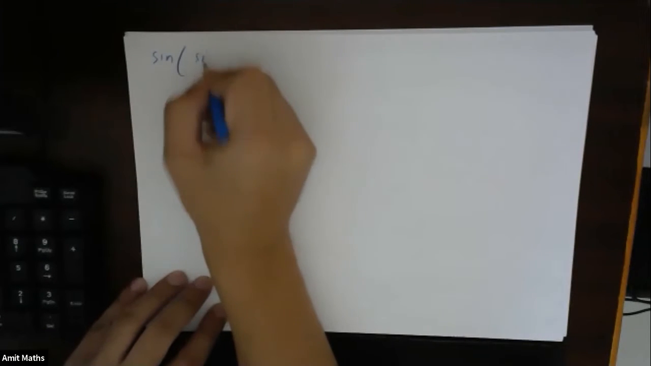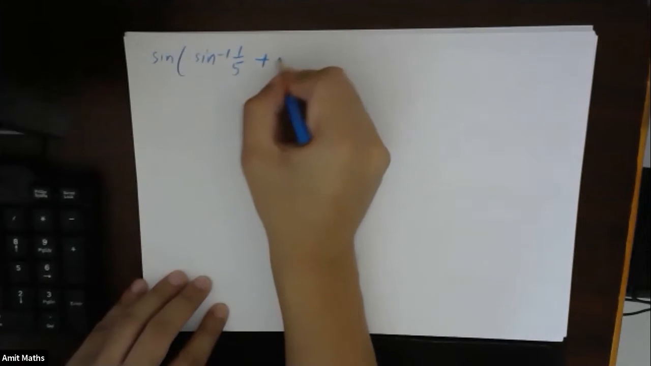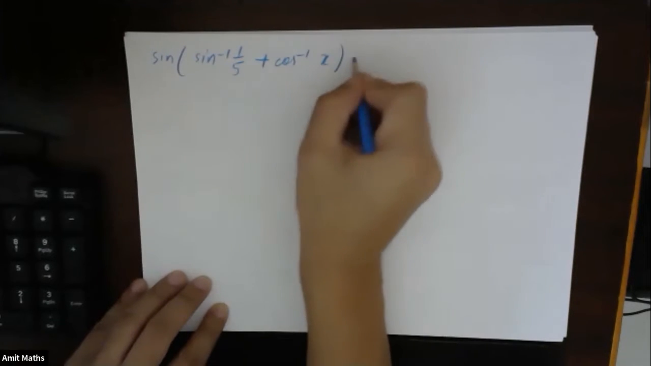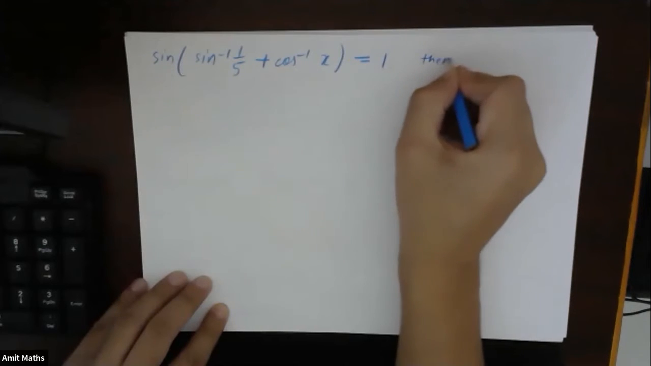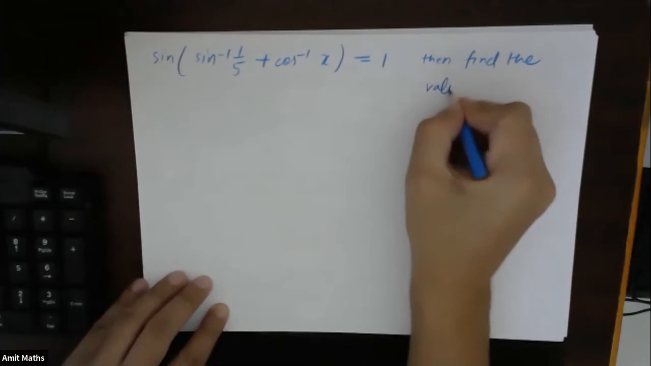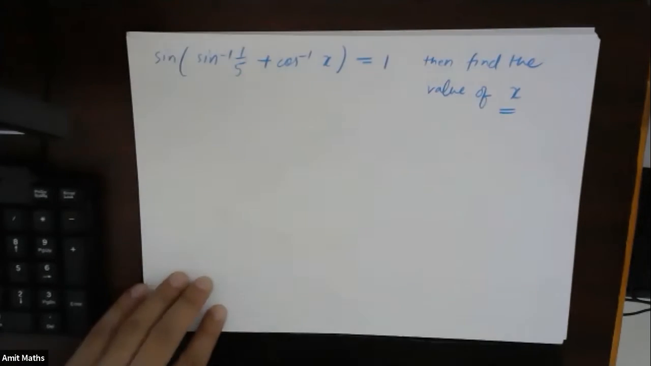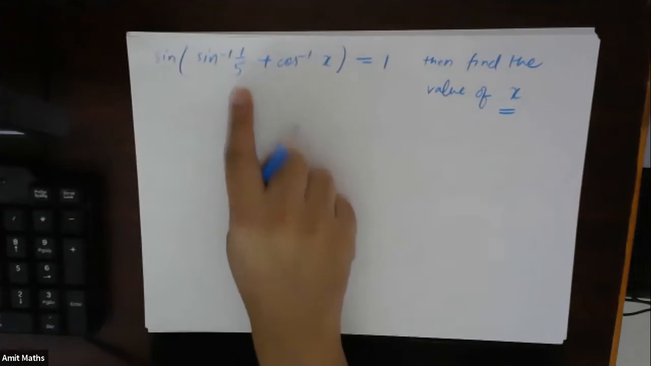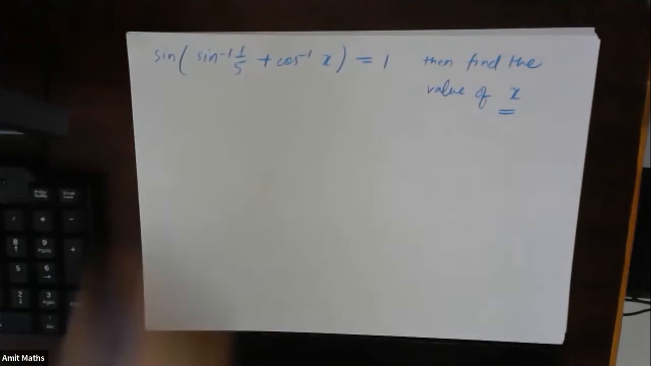Okay, so let's see. They have given, if sine inverse of 1 by 5 plus cos inverse of x is equal to 1, then find the value of x.